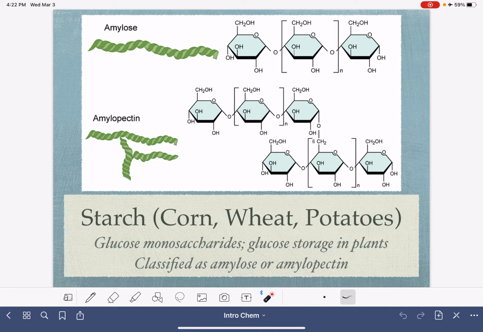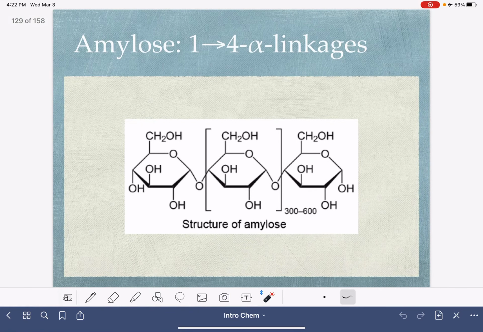In the amylose molecule, the glucose monosaccharides are connected linearly, so they make a nice straight chain. And in the amylopectin structure, the glucose molecules are connected linearly, but they're also branched. So it's a little bit more of a gangly arrangement of the glucoses. Among the amylose polysaccharide, all of the glucose molecules are held together with 1,4-alpha linkages.